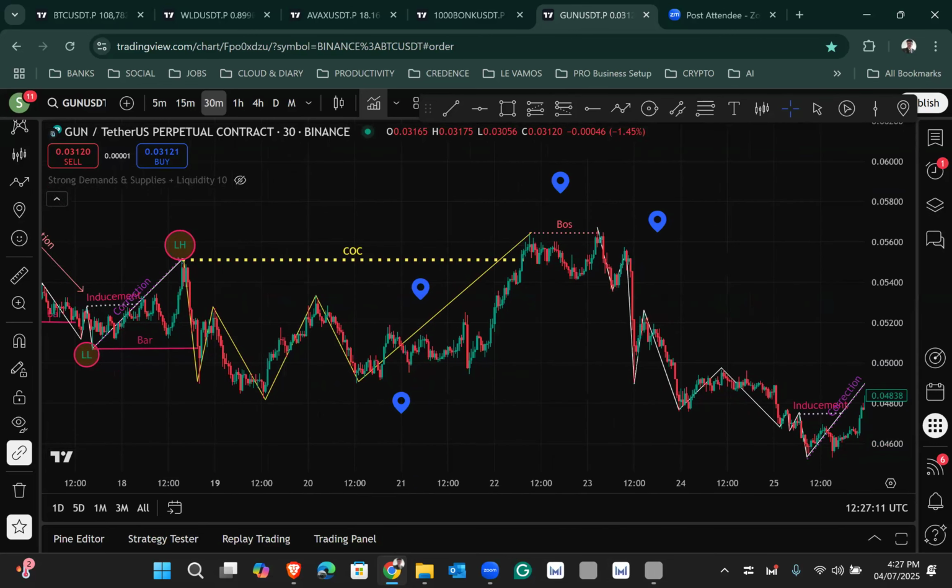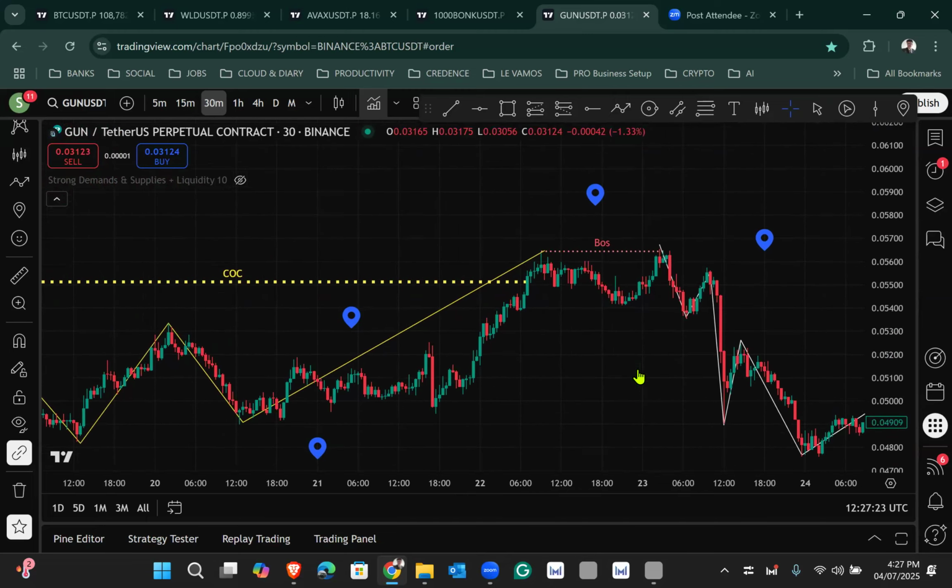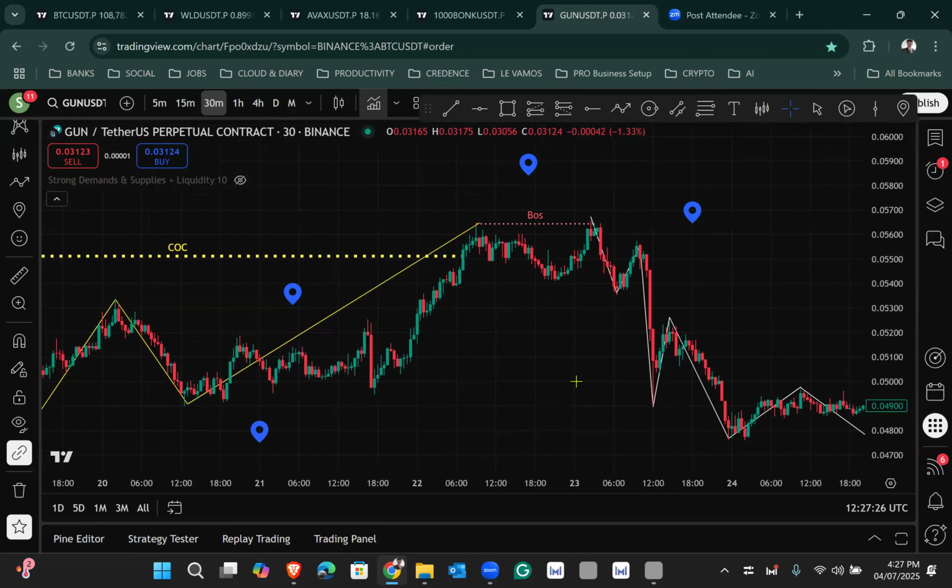There's an observation of this break of structure. Was there an inducement before the break of structure happened? Before the break of structure, there is an inducement here. Yes, there is.